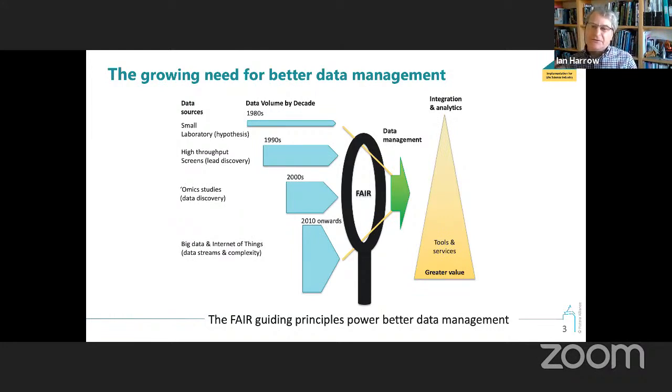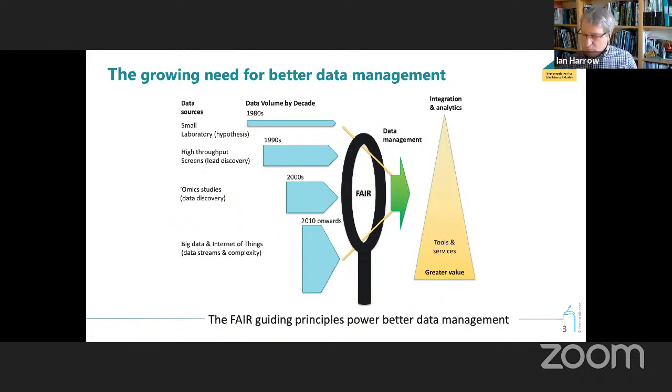And the driver here is that making data FAIR is not an end result in itself. What it's all about is getting more value from your data. Through tools and services, that is what you'll manage to accomplish through good FAIR data management: you're deriving much greater value from your data.